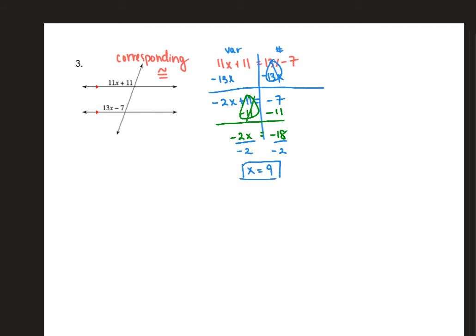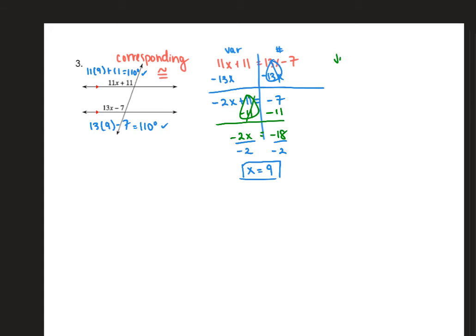We could check our answers by plugging it in. So 13 times 9 minus 7, which is 110. And when we plug it in up here, we should get the same thing. So 11 times 9 plus 11, so that's 99 plus 11, that's also 110. So we're good. We solved for x correctly.